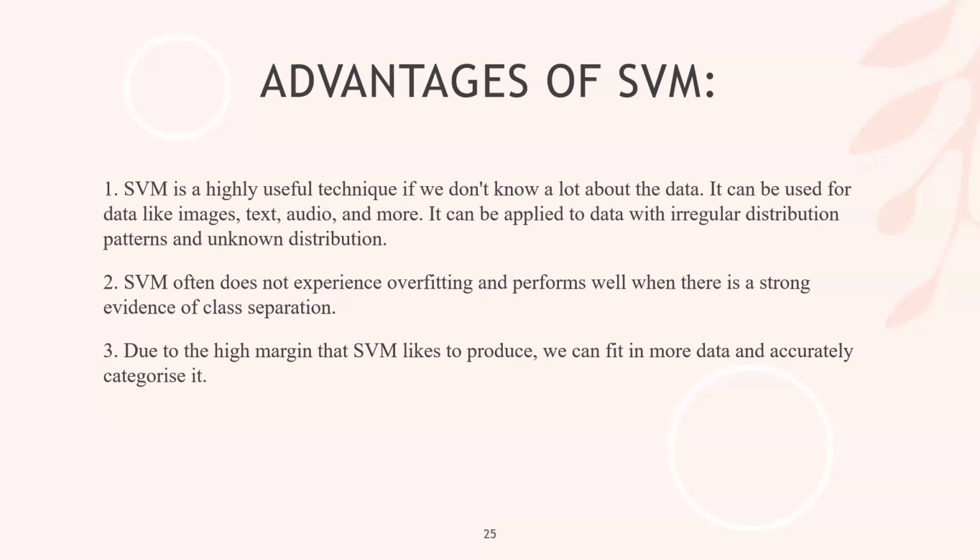So, coming to the third advantage, the core principle of SVM is to create the widest possible margin between different classes of data points. This high margin strategy improves the model's ability to handle new data accurately, even if additional data is introduced later. So, the focus on maximizing the margin enhances the generalization capacity of SVM, resulting in more robust and precise categorization.